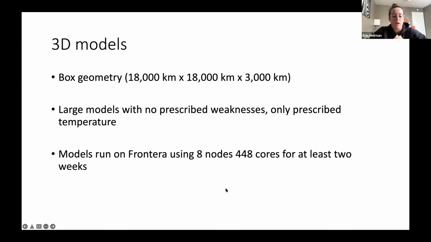These models were run on Frontera using about 8 nodes and 448 cores for generally 1 to 2 weeks that they would have to run for. They are very large models with very large viscosity contrasts, so they end up taking some time.